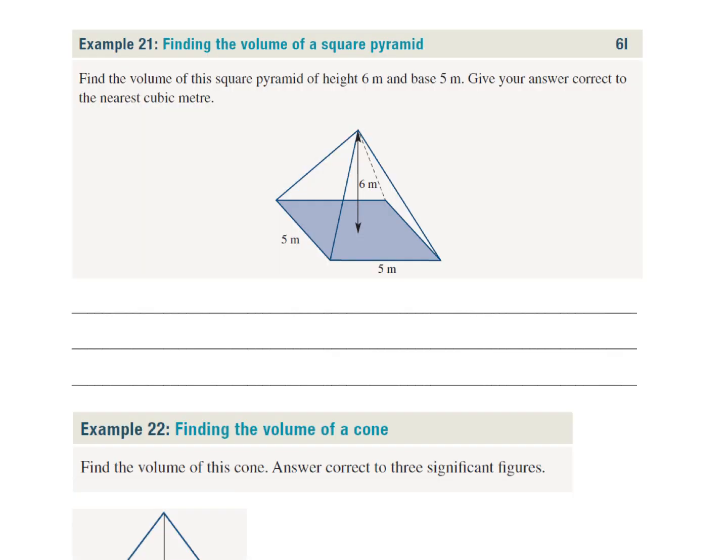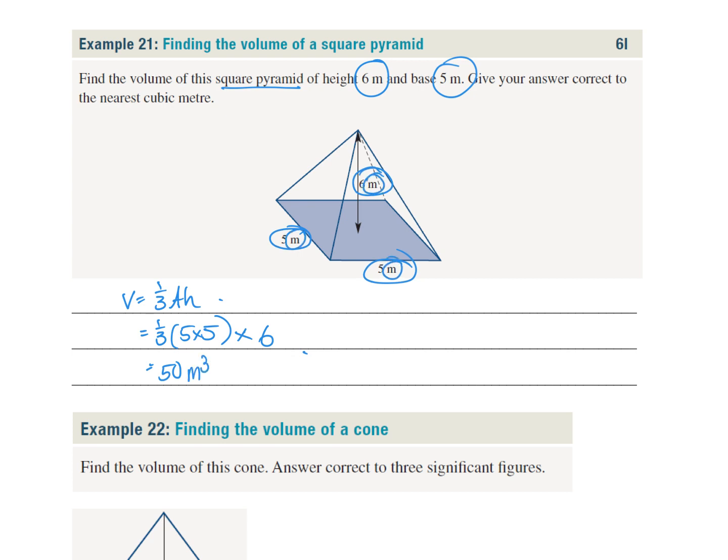All right, let's put all that knowledge into the question. It says find the volume of a square pyramid. Yes, it's a square because both sides are the same. It has a side of 5 metres and a height of 6 metres here. So do your formula, 1/3 AH, and the area of that square is 5 by 5. Then we times it by the perpendicular height, and they're all in metres. You multiply all of that and you end up with 50. Because we're talking volume, it's going to be metres cubed.